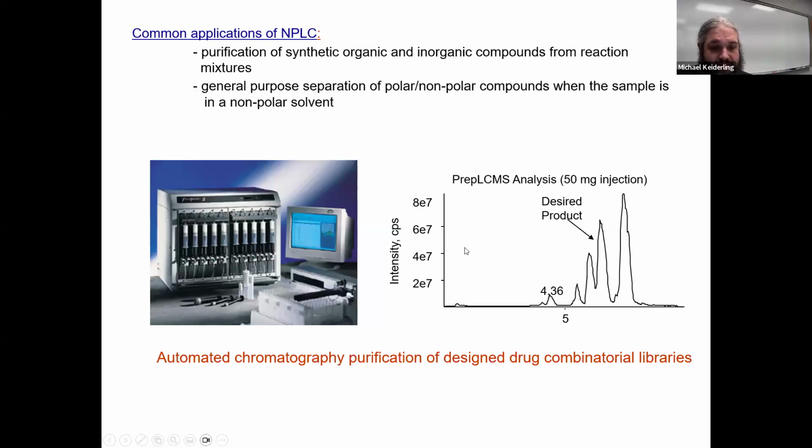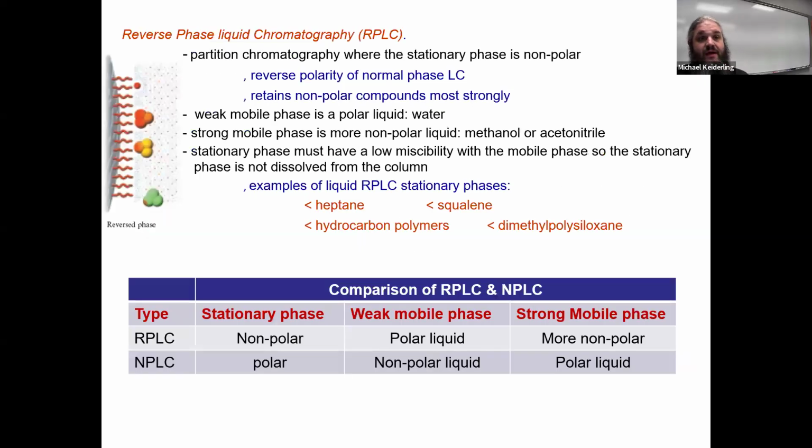So here's an example of automated chromatography purification. Reverse phase liquid chromatography is partition chromatography where the stationary phase is nonpolar. It's the reverse polarity of normal phase. It retains nonpolar compounds most strongly. The weak mobile phase is usually a polar liquid, water. The strong mobile phase is a more nonpolar liquid, methanol or acetonitrile.